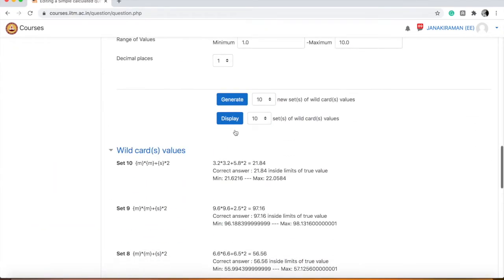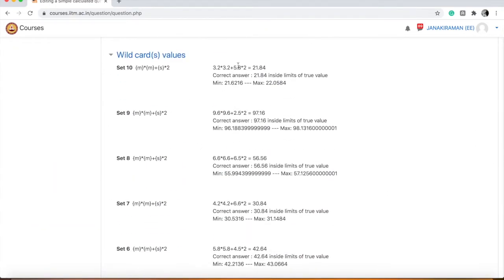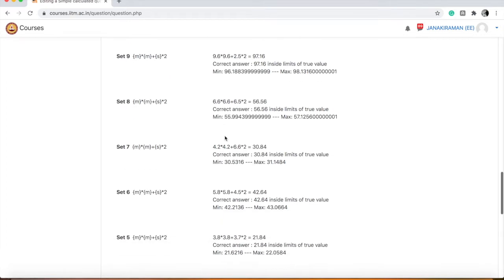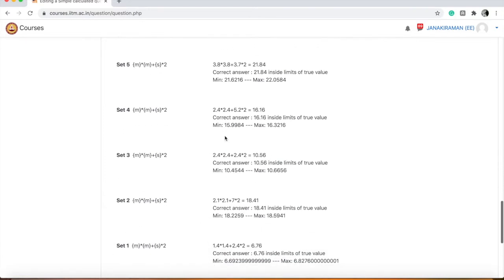So you see what has happened here. It will tell you automatically Moodle has auto generated 10 such values. So each time the question is instantiated, one of these random values will be given to the value of M and S, from this set of 10. Now if you have a class of 100, then you can make 100 such sets.